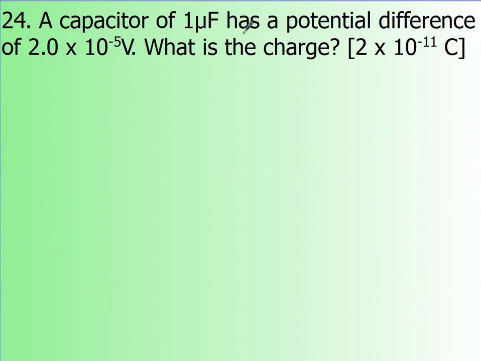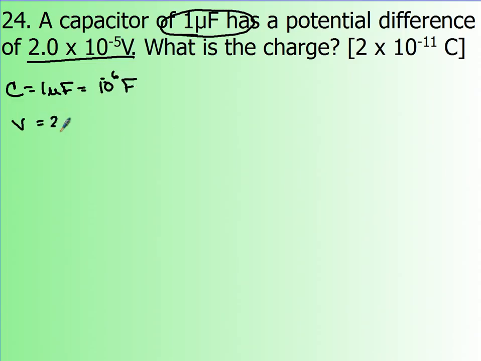Now, a capacitor of 1 microfarad has a potential difference of 2 times 10 to the negative 5 volts. What's the charge? All right, so now my capacitance is 1 microfarad, and you know a microfarad is 10 to the negative 6 farads. And you have a voltage of 2 times 10 to the negative 5 volts. I'm looking for the charge. So I'm looking for Q.